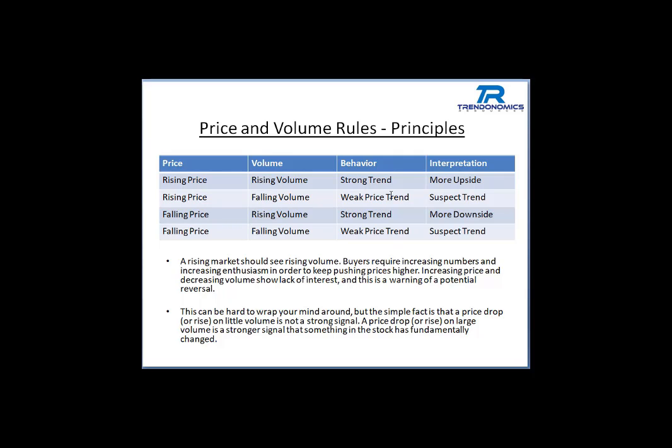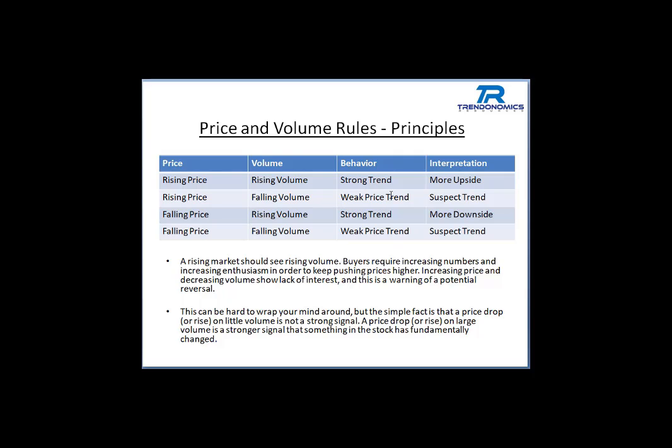So, four key scenarios: one, price is rising, volume is rising. It tells us a lot of people are already willing to buy more into that share. The second scenario is this: share price is rising but volume is falling. It tells us that fewer people are interested in the share, despite the fact that it's rising.